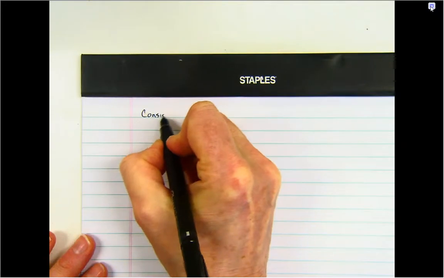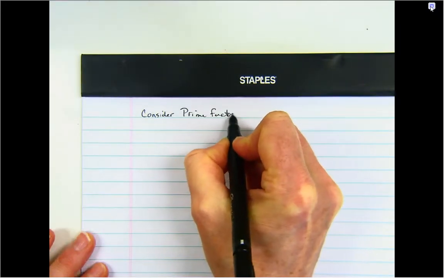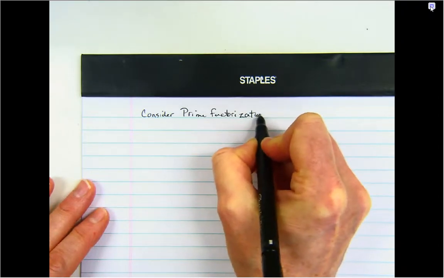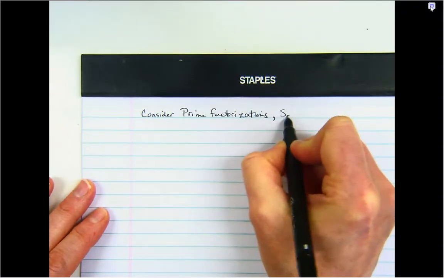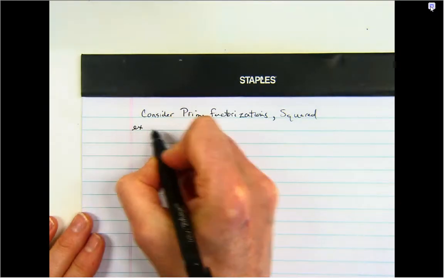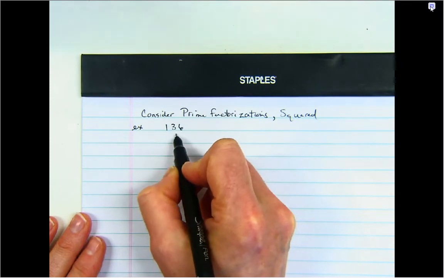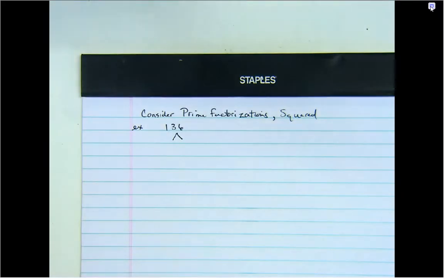Now this might be new to you. Consider prime factorizations that are squared. Okay, so let's just start with the number that's not squared. Let's take 136 and find its prime factorization.